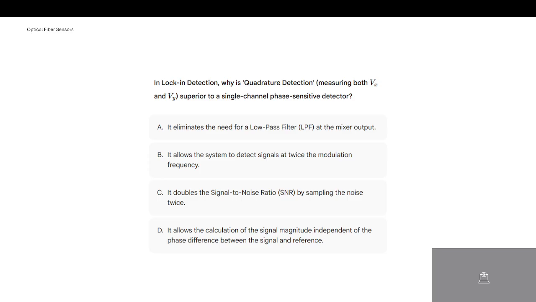Why is it so? It allows the calculation of the signal magnitude independent of the phase difference between the signal and reference. And it is because by taking the square root of Vx squared plus Vy squared, the amplitude can be retrieved even if the signal phase drifts or is unknown relative to the local oscillator. Okay.